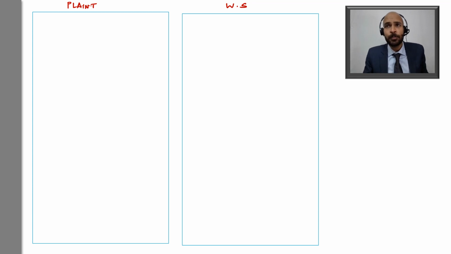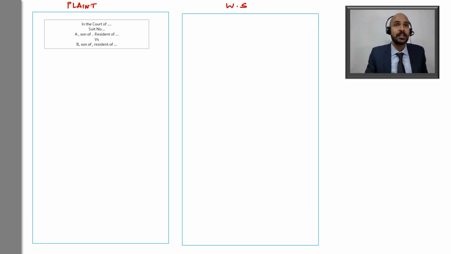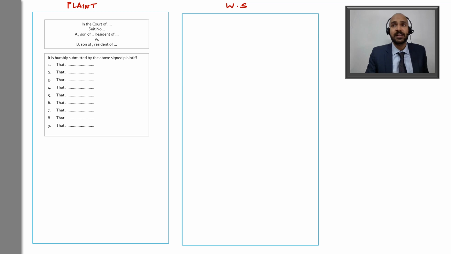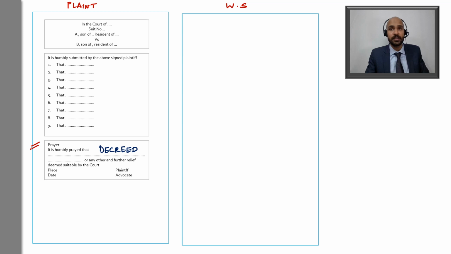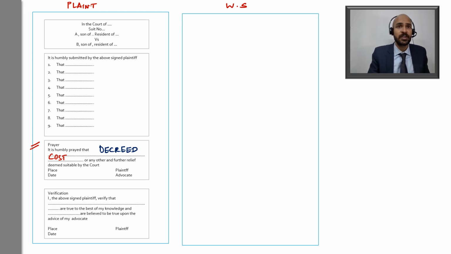I said that there are four parts of the plaint. Let's have a look at them one final time. Now you have the facts in here. In the prayer of the plaint, of course, the plaintiff wants that the suit be decreed in his favor, so he prays that it be decreed. And generally, along with this, you also ask for costs. If you want to study what costs mean, you can have a look at section 35. But costs basically refer to the costs that were incurred in the litigation process. And then, of course, you have the verification.